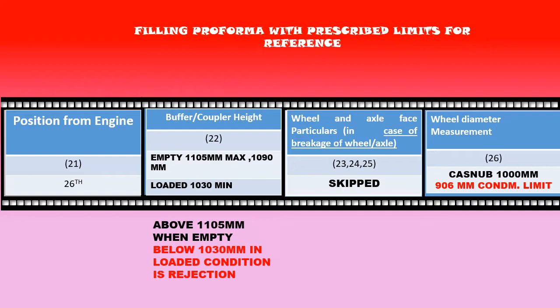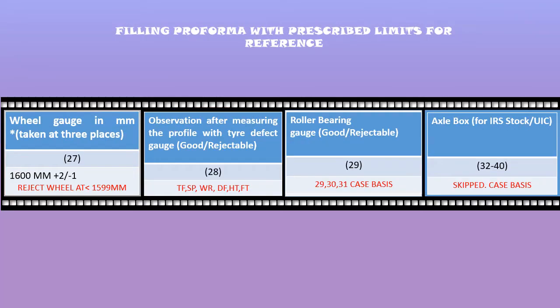I have skipped columns 23, 24, 25 because this is for case of breakage of axle. So when the cause is normally known, it's obvious cause of derailment. Column 26 is the wheel diameter. Now wheel diameter again, for new wheel it's 1000 mm and the condemnation limit is stock. This I will discuss in a separate video because IRS and UIC stock are normally now in the phasing out phase.